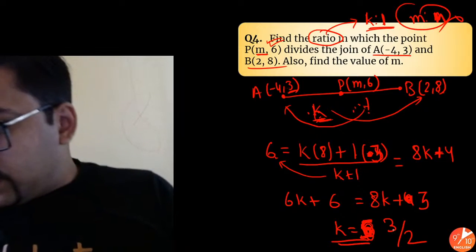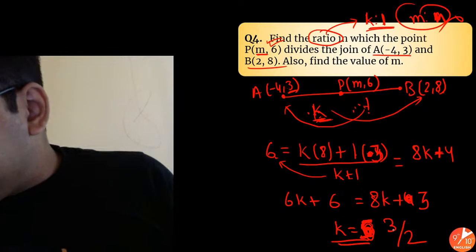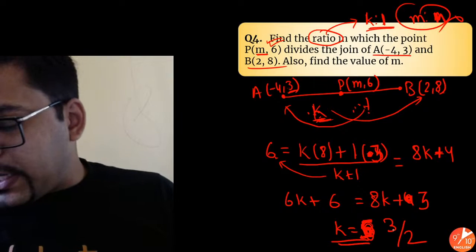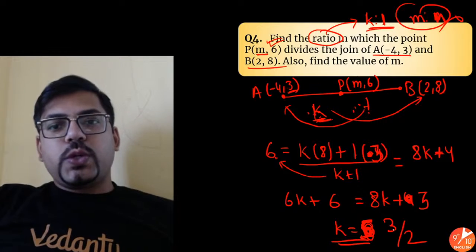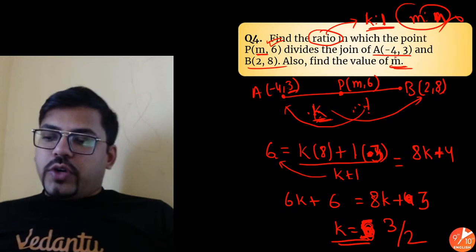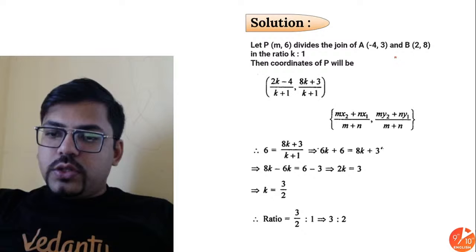Is it so? Guys, I am getting 3:2. Yeah, Ritu is right. It is 3:2, not 2:3, guys. So once you get 3:2, now you can very easily find the value of m. What you will do? Nothing, you got the ratio 3:2.